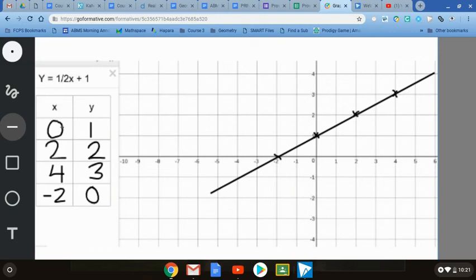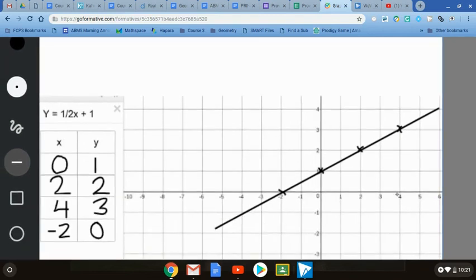So a couple things to keep in mind. If they don't give you inputs, you choose them. I would always pick zeros. Zero is always a good one. And then you can pick any other numbers you want to use. Just make sure that they stay on the graph and don't go too far off. If they go too far off, you probably need to pick a different number so that it shows up on the graph. So that's basically how you graph a function using inputs and outputs.